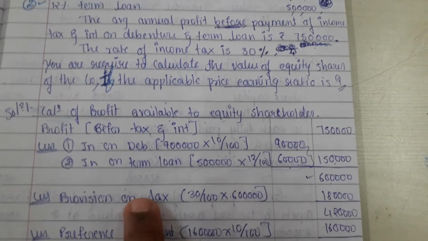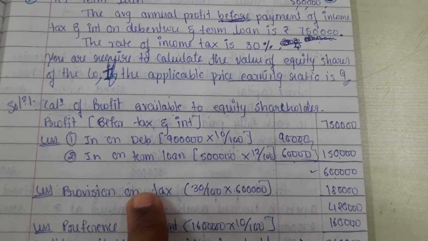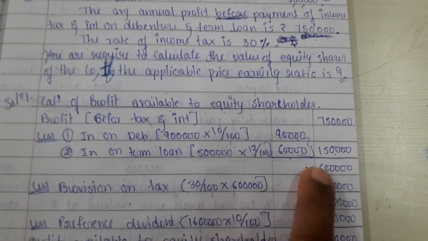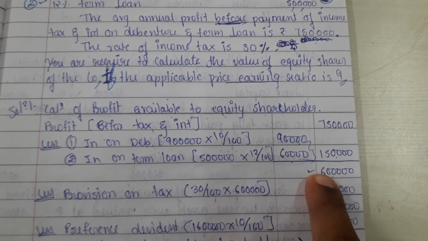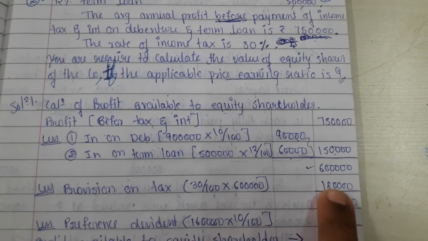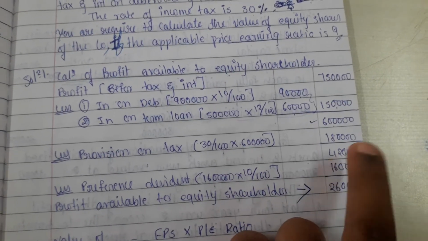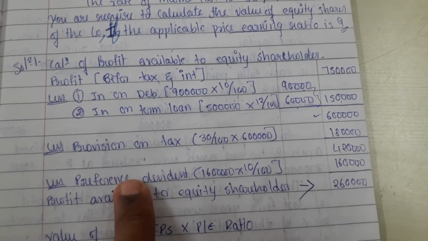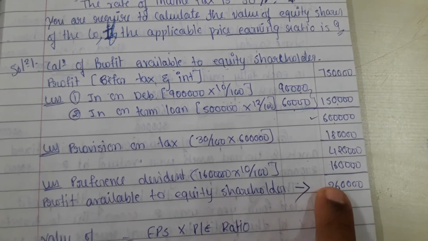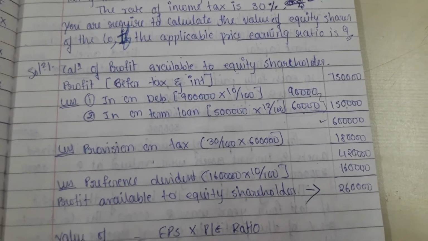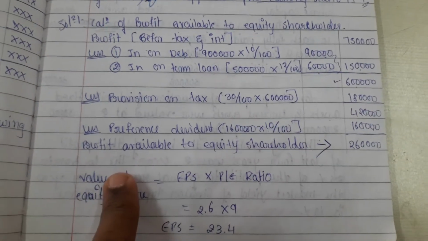From 6 lakhs we have to calculate according to the format, that is provision for income tax. So 30% of this we have to calculate. So that is 6 lakhs, 1,80,000. So 4,20,000 will be the amount. From that we have to less preference dividend of 1,60,000, and we will get profit available to equity shareholders. Then we have to calculate it.